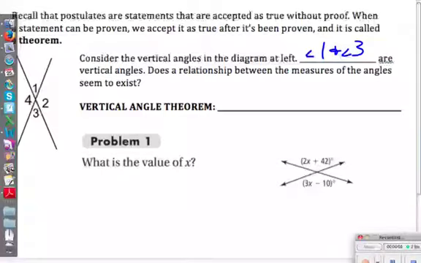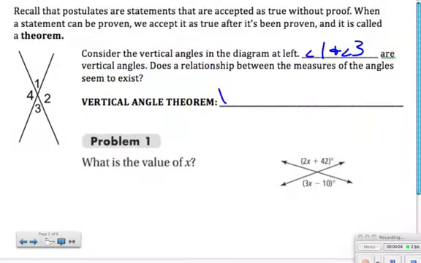Vertical angle theorem states that vertical angles are congruent.